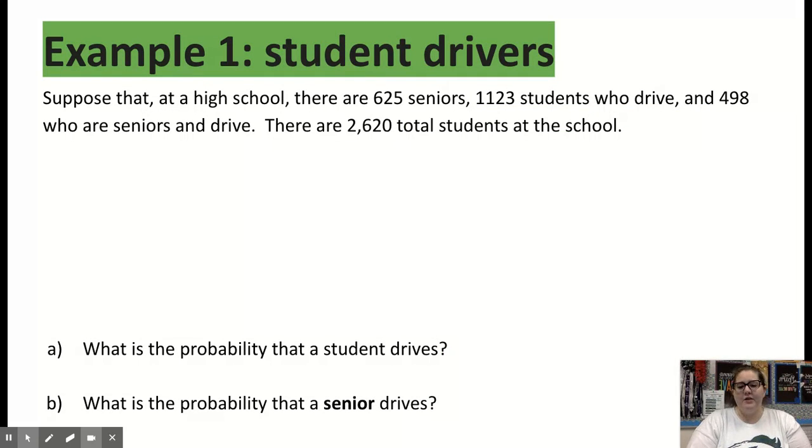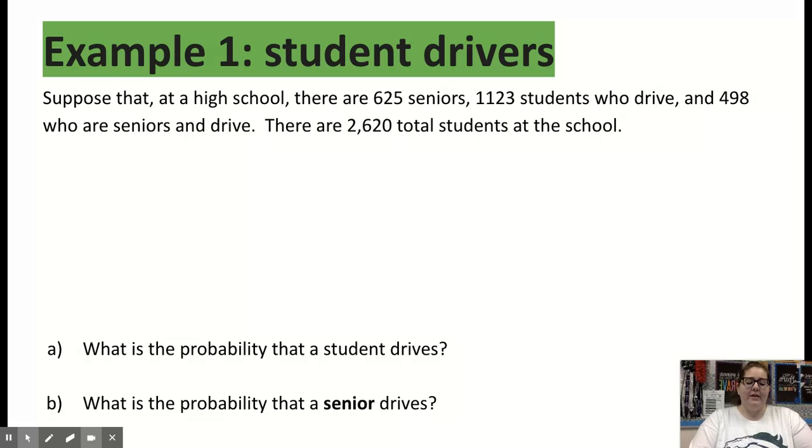We'll talk about the student drivers since that's what I just gave an example for. So suppose that at a high school there are 625 seniors. There are total 1,123 students who drive, and there are 498 who are seniors and who drive, so they're both. There are 2,620 total students at the school.